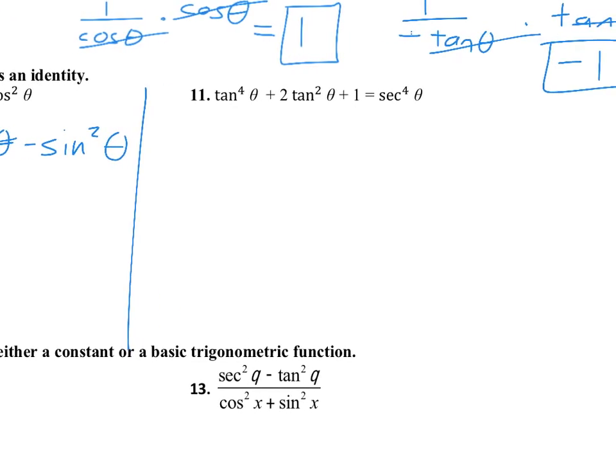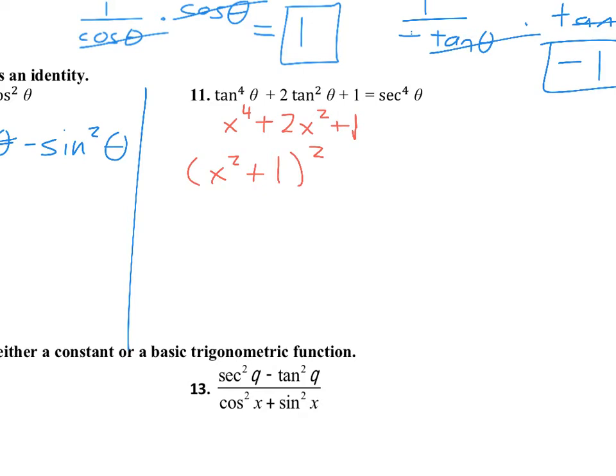Okay, for this one, I kind of see a quadratic. So it looks a little complicated, but just imagine tangent is x. So this is a lot like x to the 4th plus 2x squared plus 1. So how would you factor that? You could factor that as x squared plus 1 and that whole thing squared.